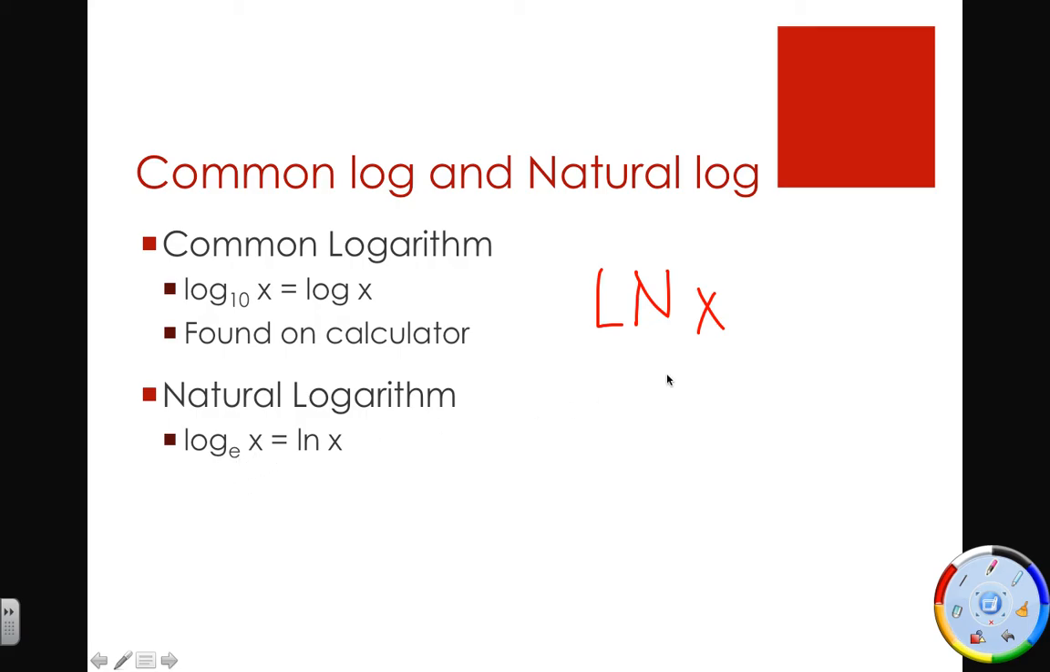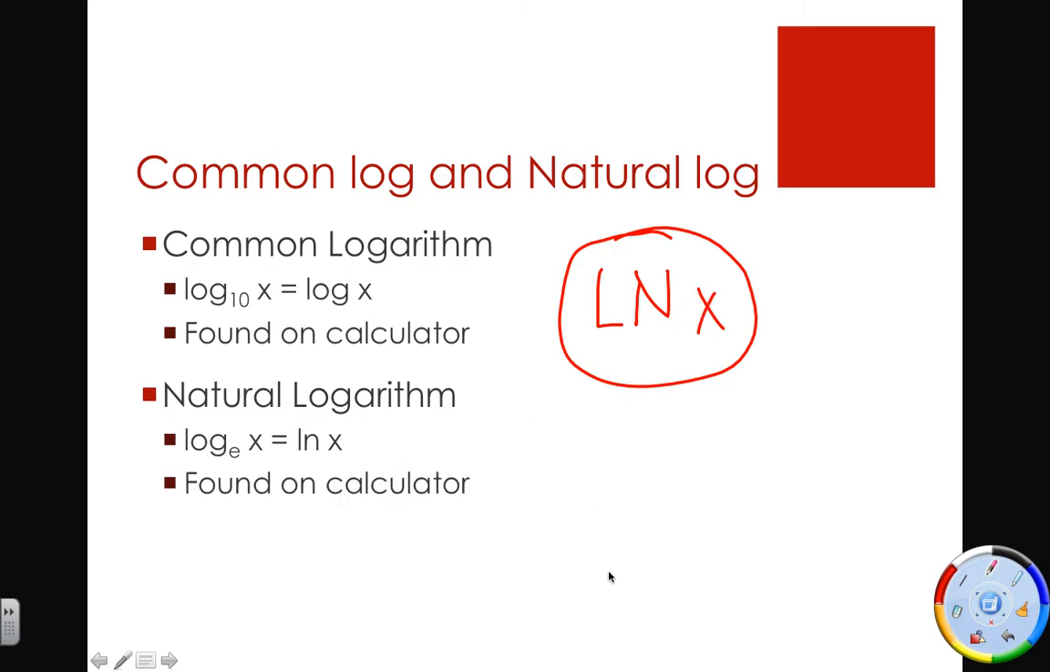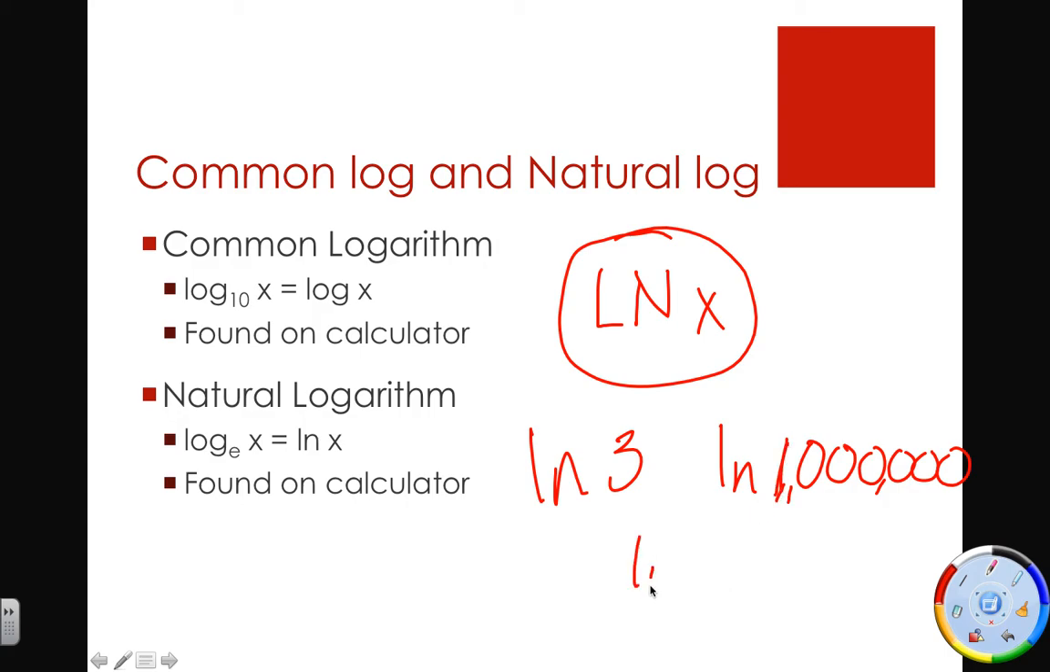It's log base e. And more often in calculus, this is going to be used. And in the real world, when we're solving equations, this is going to be used. And this one is also found on your calculator. It's also in the same spot down underneath the LOG. And you could do stuff on your calculator like ln of 3, or ln of 1 million, whatever you wanted to do. You could not do ln of negative 3, though. You could try this, and it doesn't work because it's not in the domain.